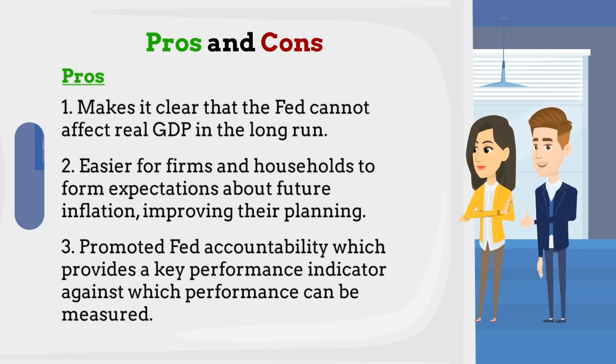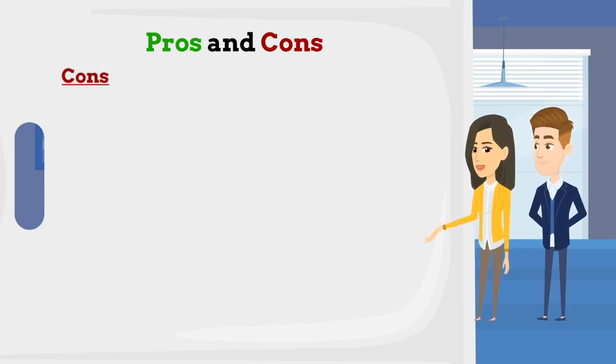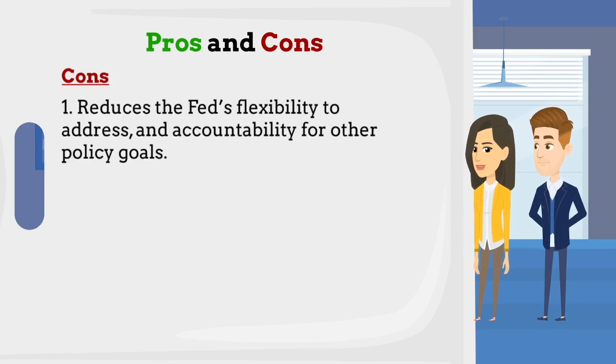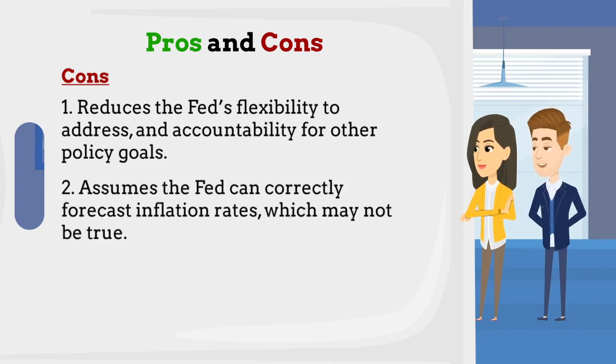These are all very reasonable. Yes, but inflation targeting also reduces the Fed's flexibility to address, and accountability for other policy goals, namely economic growth. If the Fed is too fixated with fighting inflation, then they may not want to stimulate the economy and fear that inflation may flare up. In that case, inflation targeting also assumes the Fed can correctly forecast inflation rates, which may not be true.